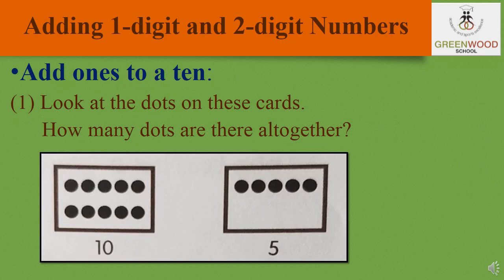Next topic. Adding one digit and two digit numbers. Add ones to a 10. Let's see an example. First one. Look at the dots on these cards. How many dots are there altogether? As you can see in the picture, in the first part there are 10 dots and in the second part there are 5 dots. Let's count them.